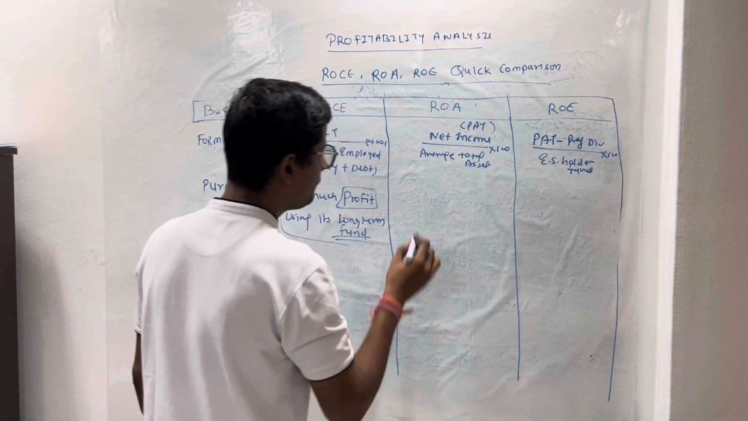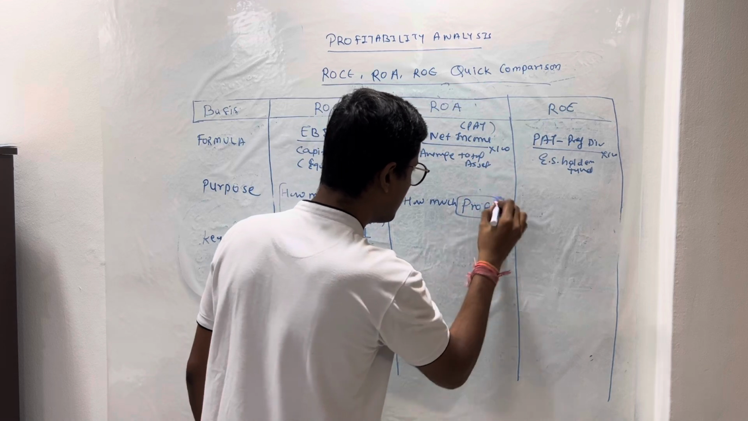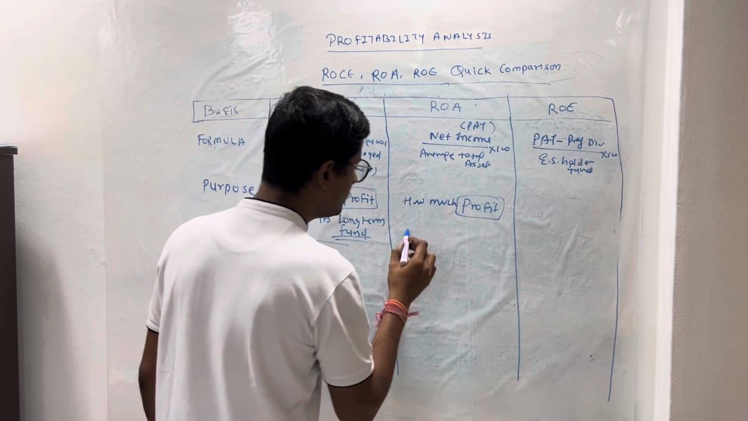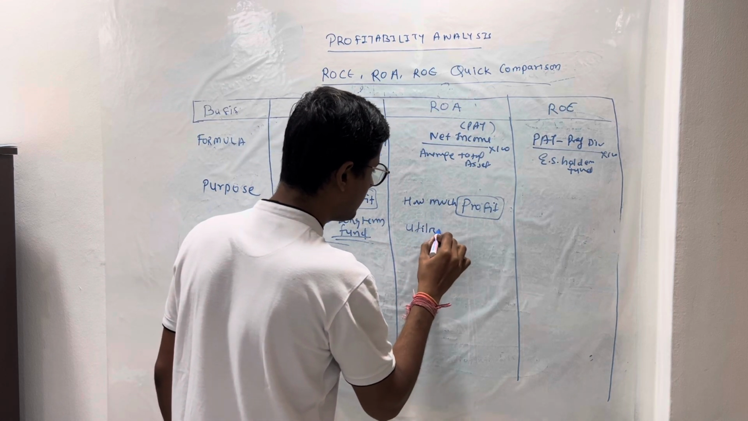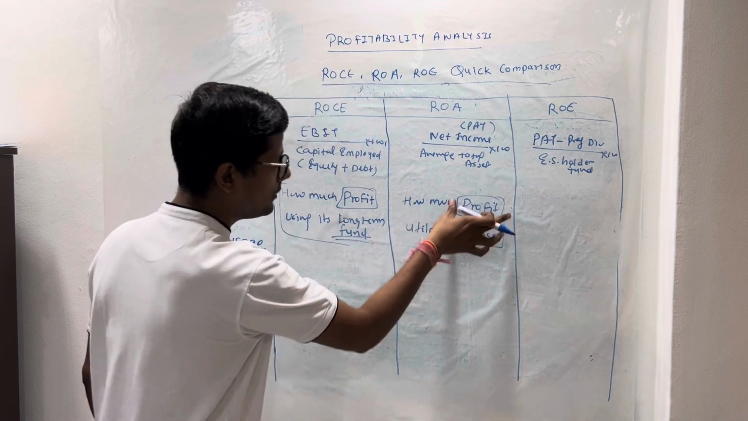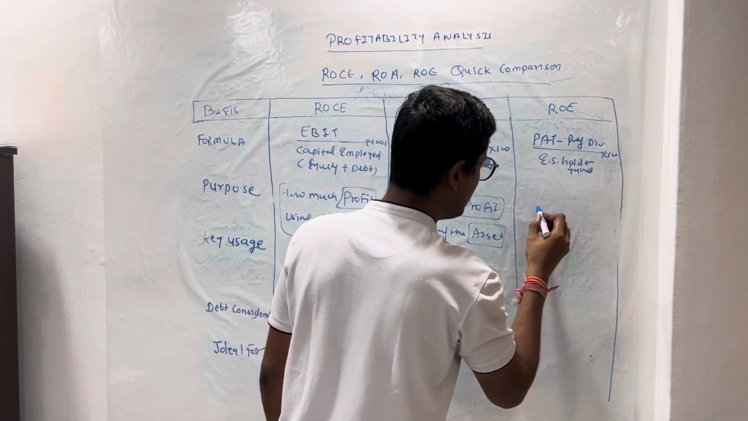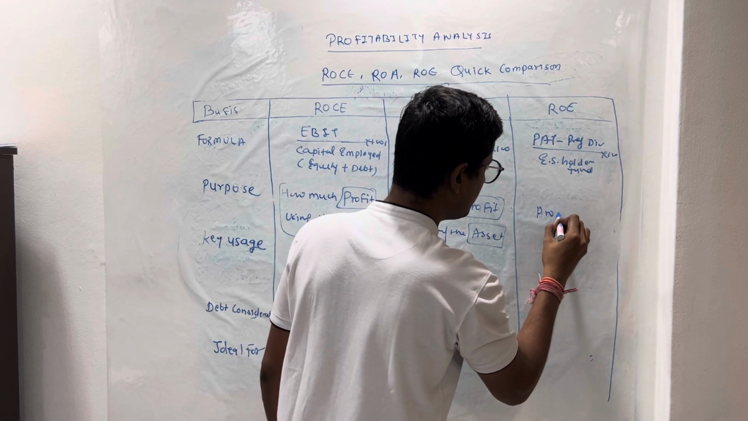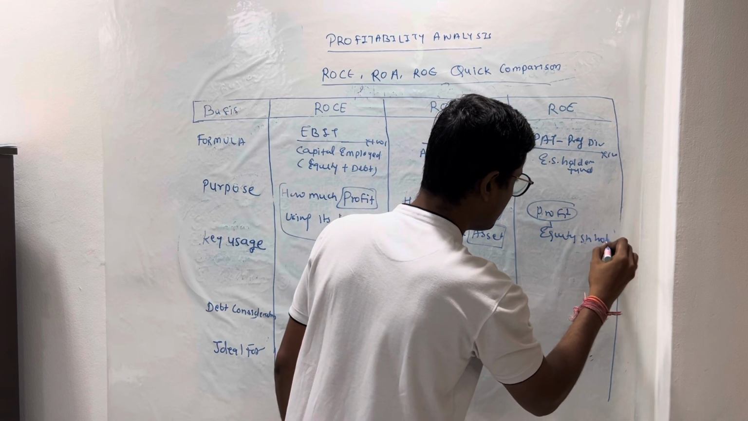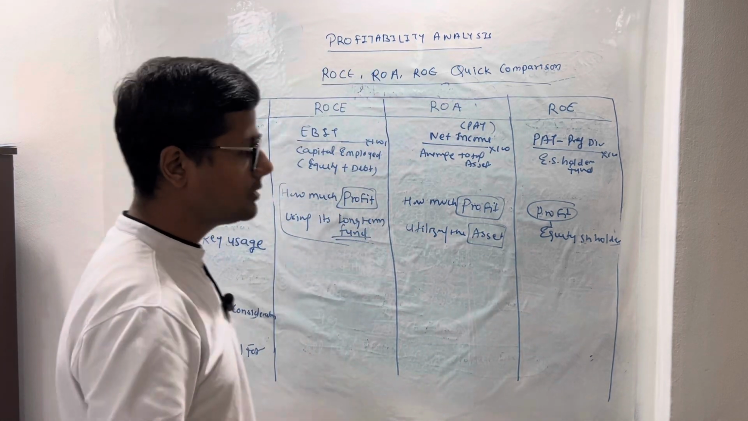Now what does ROA show us? Here we are talking about the net profit, and about the average assets. So how much profit the company is earning by utilizing the asset. And ROE is basically profit for the shareholder. How much profit the company is earning for the equity shareholders. That's what this formula says, or that's what ROE tells us.